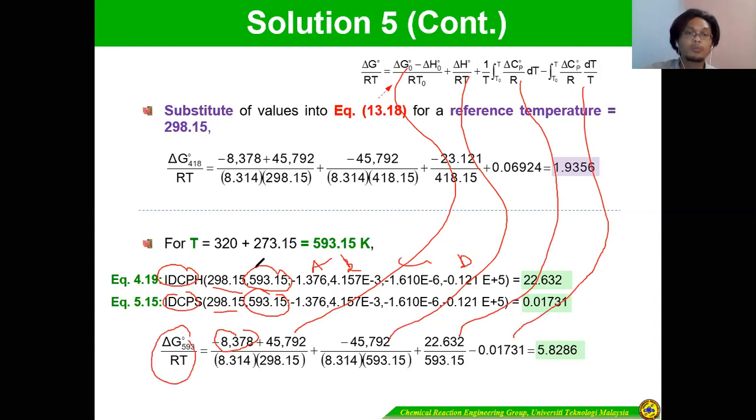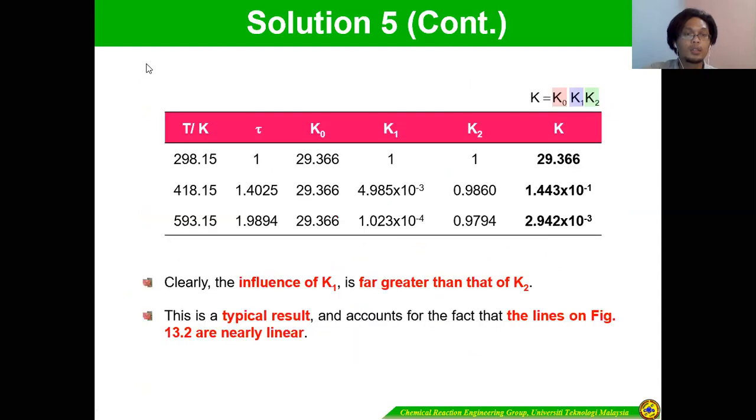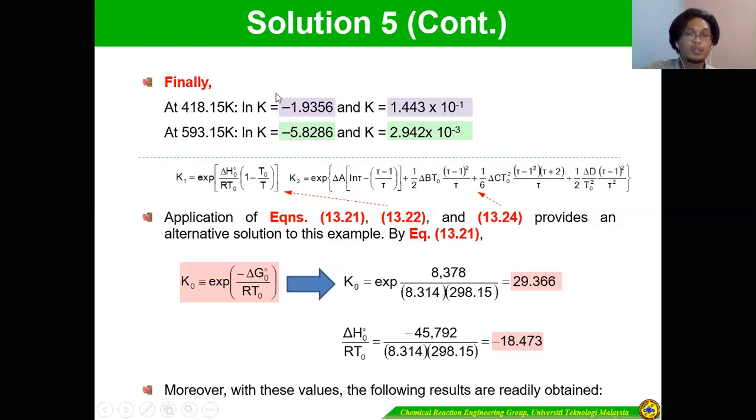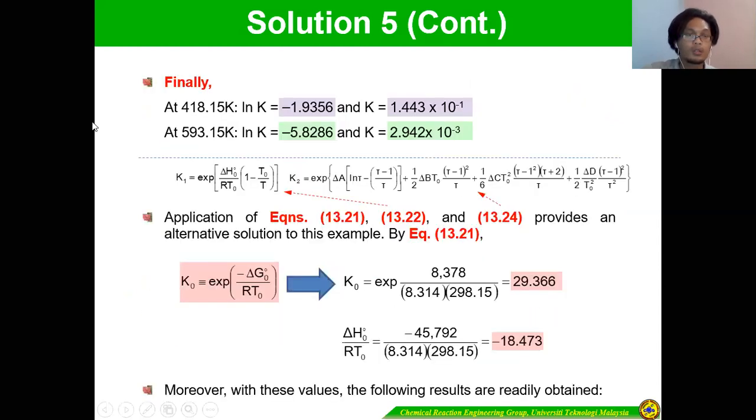From all these calculated values, just exponentiate delta G naught over RT, so you can get the value of K. This one is 418 Kelvin, and this one is 593 Kelvin.